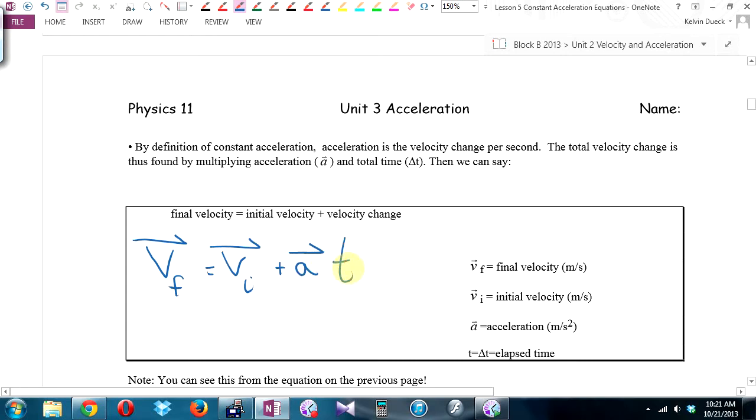Oh, look up, all of you, for 1 second. Don't write this down, but look up. Technically, it's delta change in, but I've told you. We get tired. It's time. That's why there is a delta down here. T equals delta T equals elapsed time. This is big equation number 1. VF equals VI plus AT.